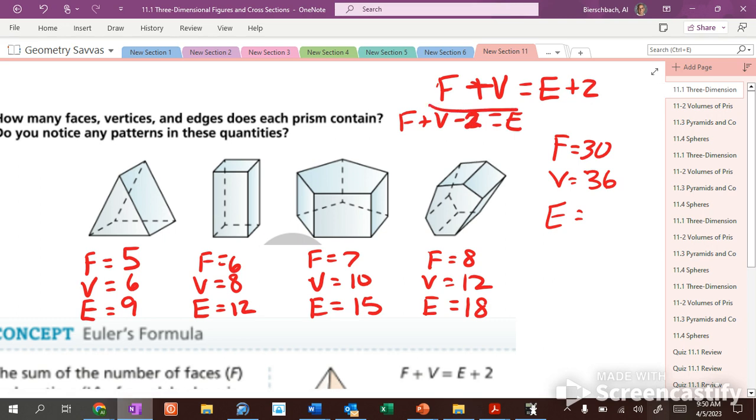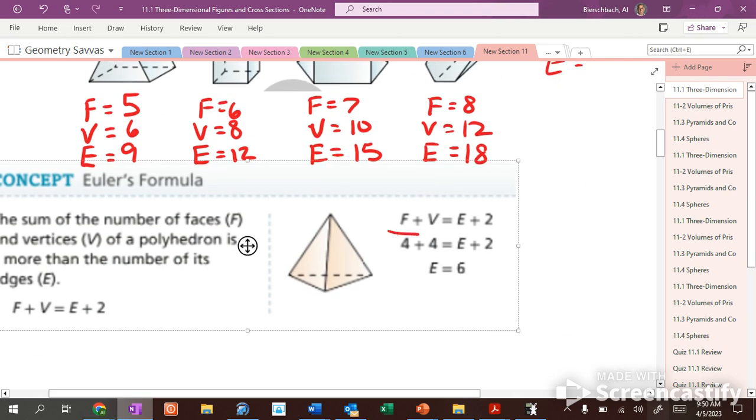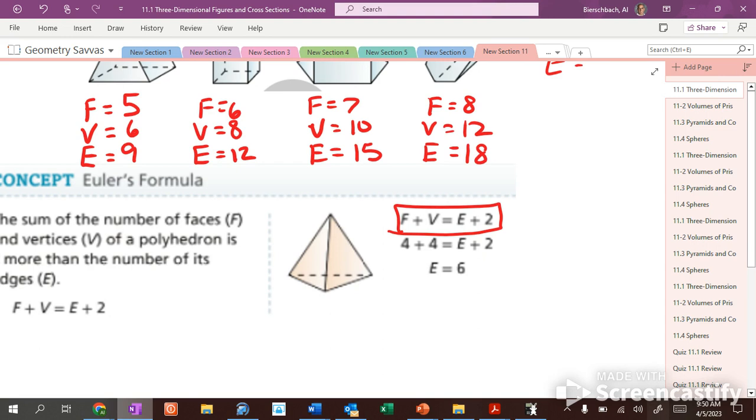Okay. But this, you guys just discovered, is Euler's formula. F plus V equals E plus 2. You should draw that shape for us to see what it would look like. Let's not and say we did.